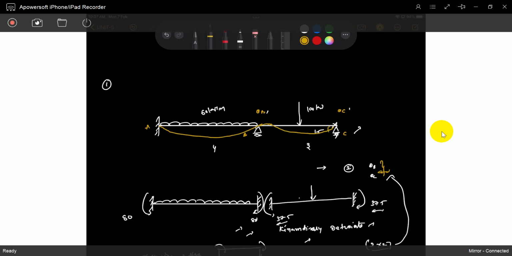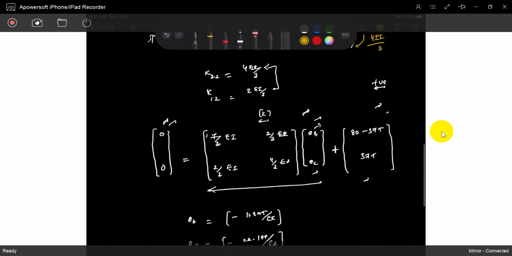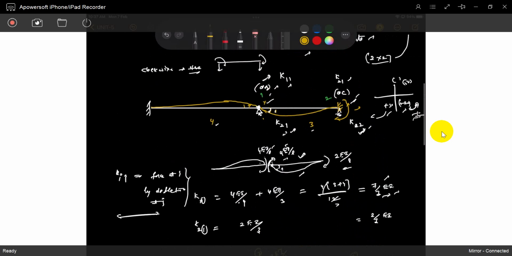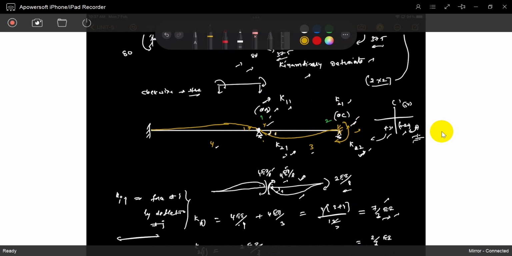You will get it. If you take this as a positive value, and if you equate it, a negative value will come. So theta B and theta C are negative values. You took clockwise as positive, so it is anti-clockwise. Otherwise, if you take anti-clockwise as positive, these are negative signs. If you equate positive values, you will get positive values. Yesterday I showed you that the stiffness matrix doesn't change. Here I applied a clockwise rotation. If you apply an anti-clockwise rotation, the force is also generated in the same direction only.